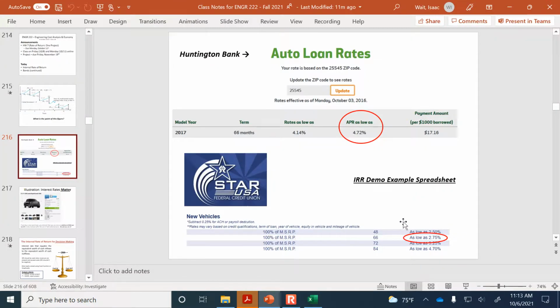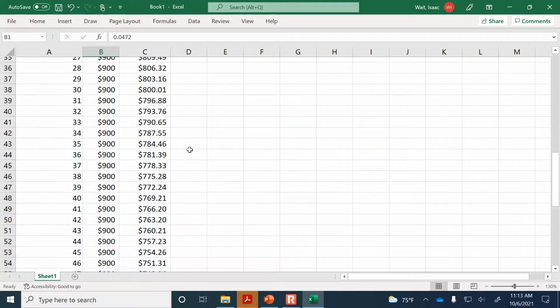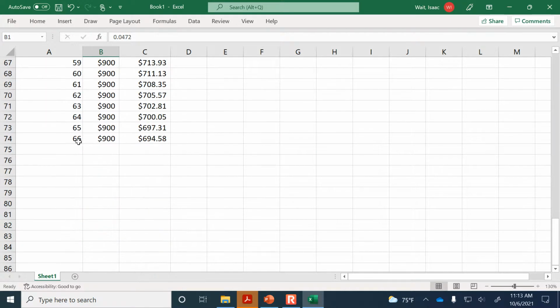But what if we went and found someone who would loan us the money at a lower rate? How is that going to change this spreadsheet? Before I actually put in the lower rate, tell me. Right now it's 4.72% per year. What's going to happen to this $900 66 months in the future if I use a lower interest rate for discounting? It'll be worth more.